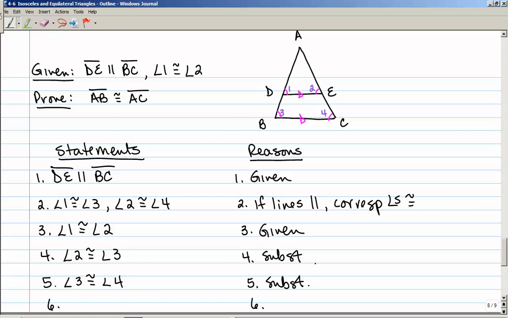Now I know you can see that very clearly just by looking at the picture and by what we've marked, but I need to actually logically come up with the statement angle 3 is congruent to angle 4 using valid reasons. So if angle 3 is congruent to angle 4, then I can say that the sides opposite those angles, or AB and AC, are congruent to each other by the converse of the Isosceles triangle theorem.